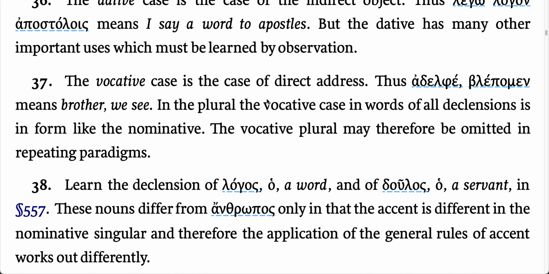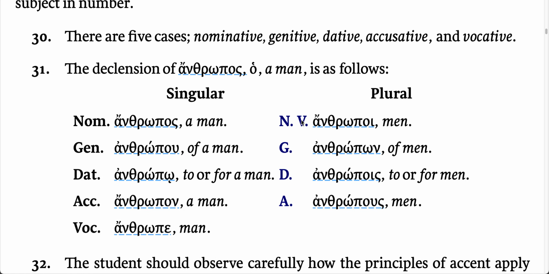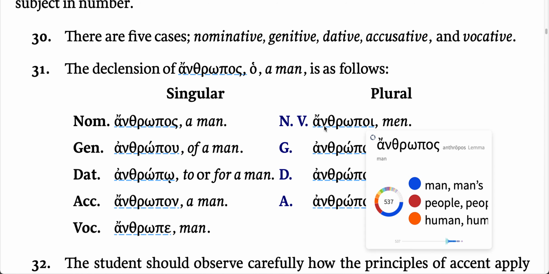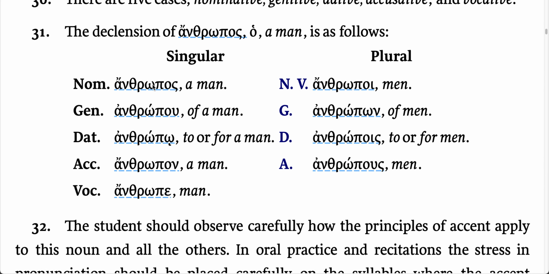In the plural, the vocative case in words of all declensions is formed like the nominative. So the vocative plural may therefore be omitted in repeating the paradigm. That's why it says here nominative vocative, because it looked the same. If we put V down here, our vocative, and had the word show up here, it would look exactly the same. So that's why the nominative and vocative are together in terms of form. So again, you've got to learn the forms, but notice this chart.